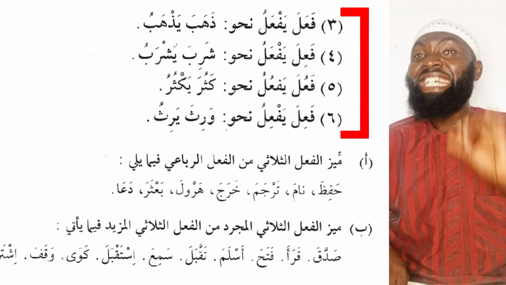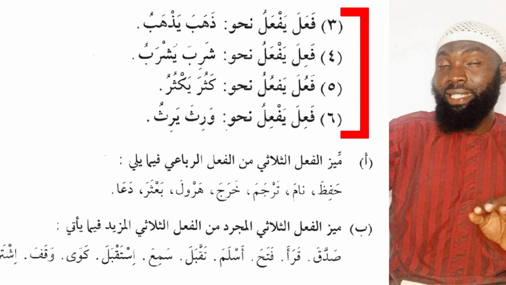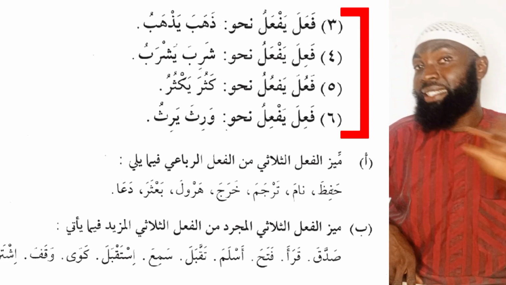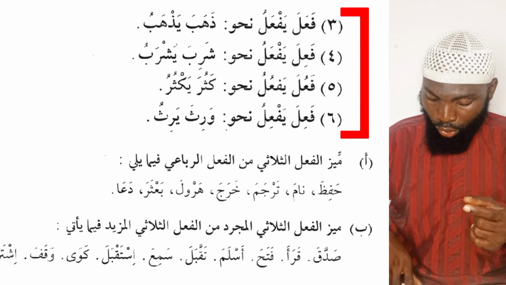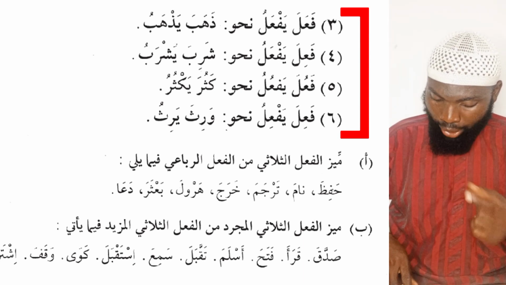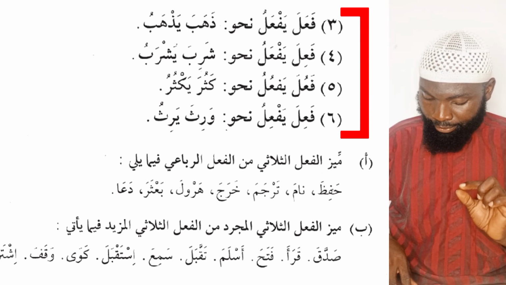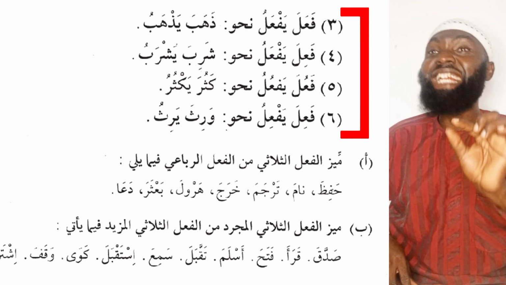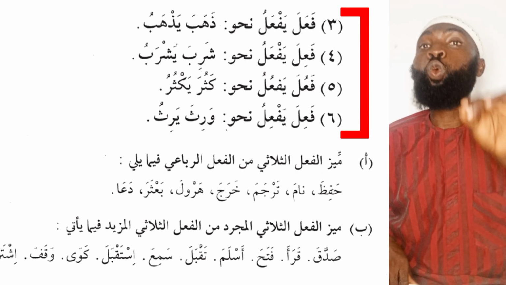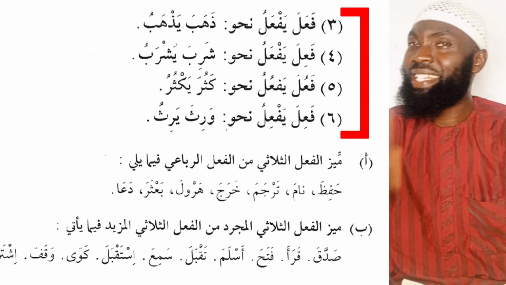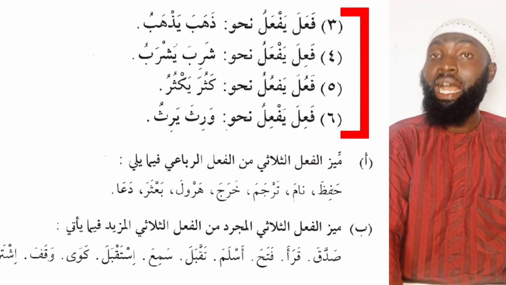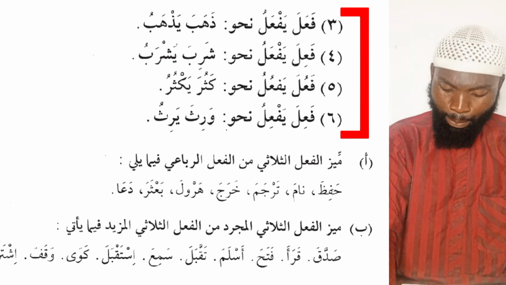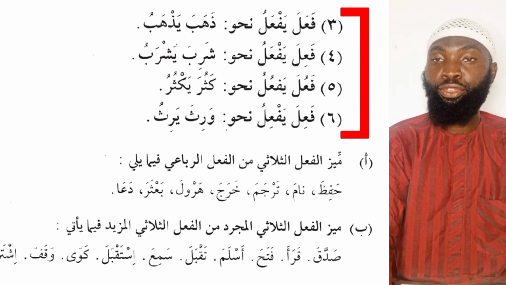The 5th pattern is the same thing as the 4th pattern, only that in the present tense verb, the ain is now carrying dhamma. Okay, the 5th pattern is supposed to be fa'ila, and the present tense will be yaf'ilu, carrying kisra. While the 6th pattern, fa'ula, is the only pattern which has dhamma on the ayn in the past tense verb, and in the present tense it is yaf'ulu. An example is kathura, yakthuru.